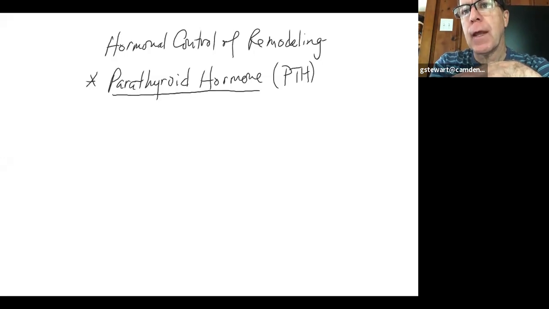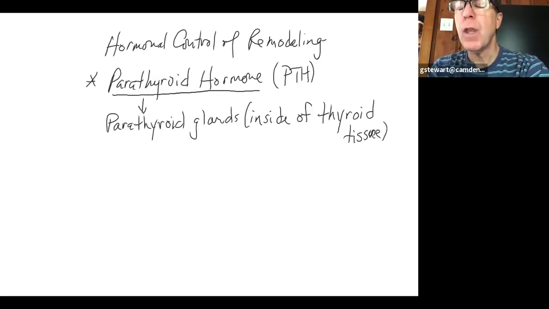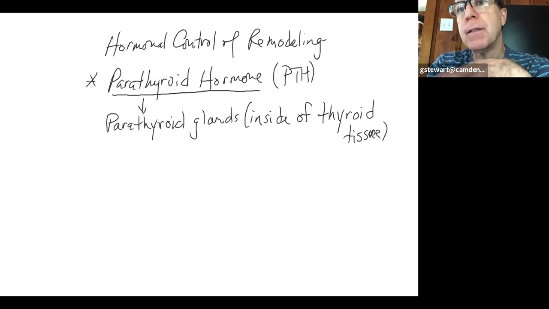I'm just going to write the parathyroid glands are located inside of the thyroid, kind of on the back side of our neck, embedded in thyroid tissue. They're little pea-shaped glands. And most people have more than one. Most people have 4. Some people have 3, some people have 5, but typically people have 4. And these glands secrete parathyroid hormone.